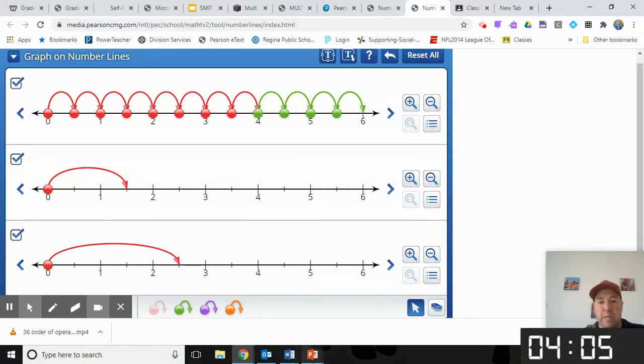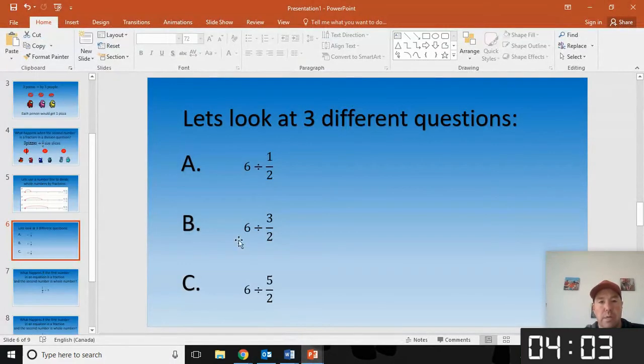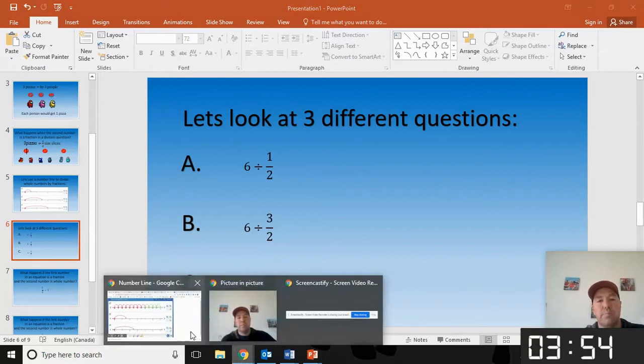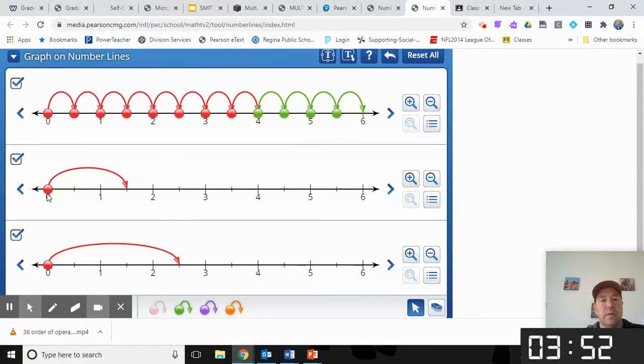Now, if we go back to this PowerPoint I had here, the next question, B, is 6 divided by 3 halves. That's actually bigger than a whole. So let's go back here to our number line. Now, if you see, I actually have 3 halves is equal to 1.5. So I'm going to keep going here. There's that. So 6 divided by 1.5 is actually equal to 4 pizzas.